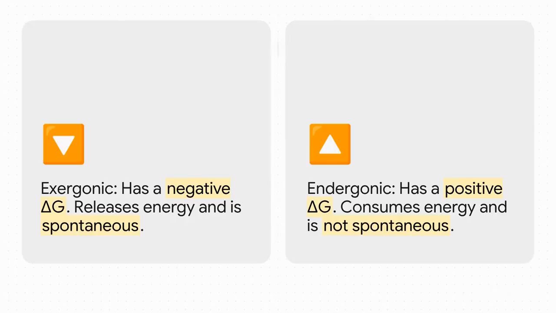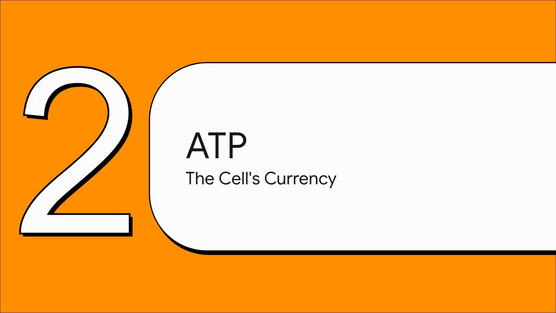And here's the bottom line, the thing you absolutely have to remember. If delta G is negative, the reaction releases energy. We call that exergonic. It's spontaneous, it just goes. But if delta G is positive, it needs energy. It's endergonic. This one simple rule, guys, it runs all of metabolism. It's that important.